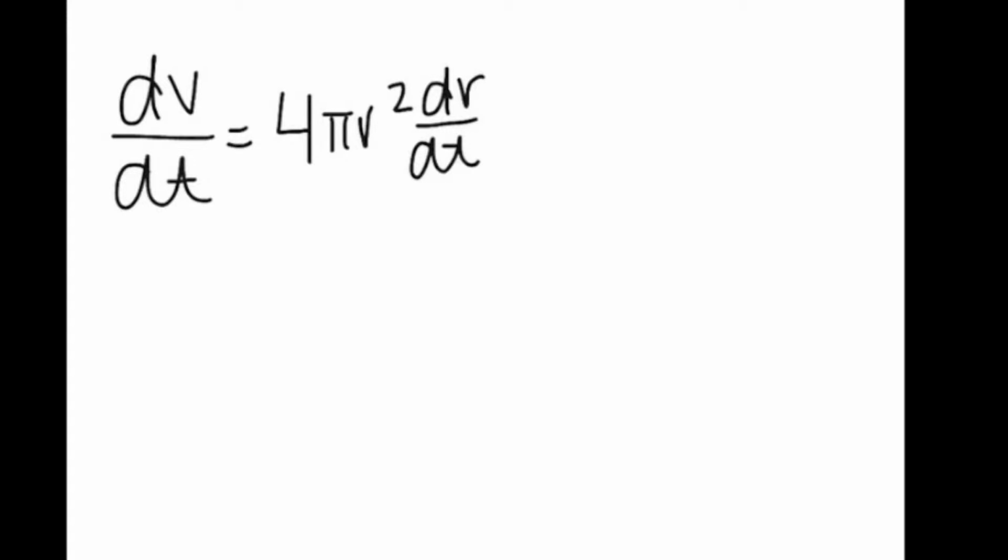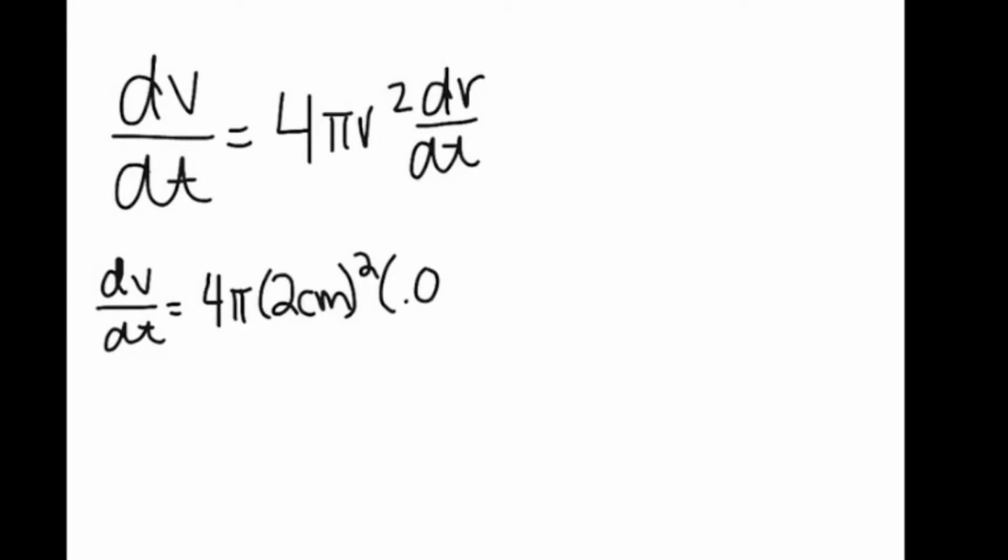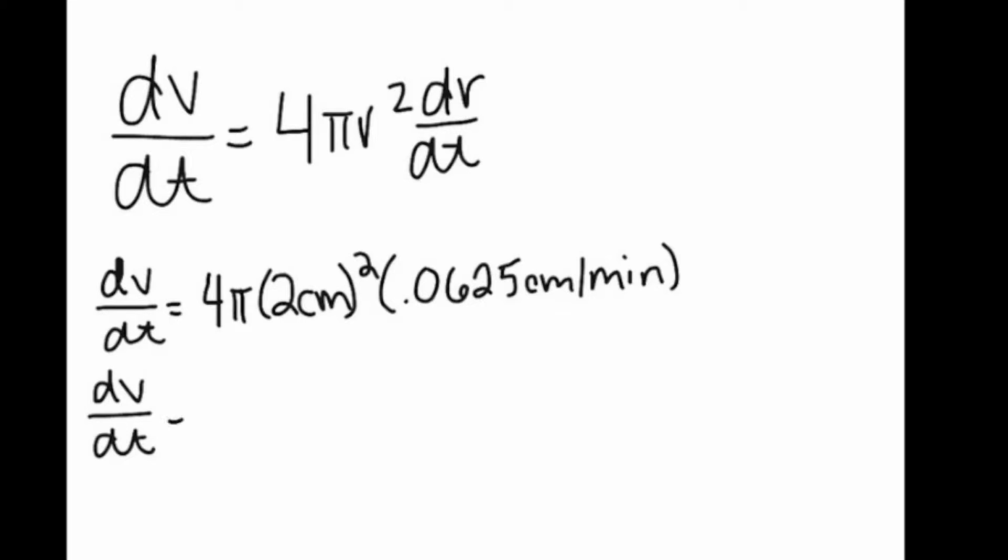Next, through substitution, you arrive at dV/dt equals 4 pi times 2 centimeters squared times 0.0625 centimeters per minute. At the end of calculations, you arrive at the answer dV/dt equals 3.14 centimeters cubed per minute.